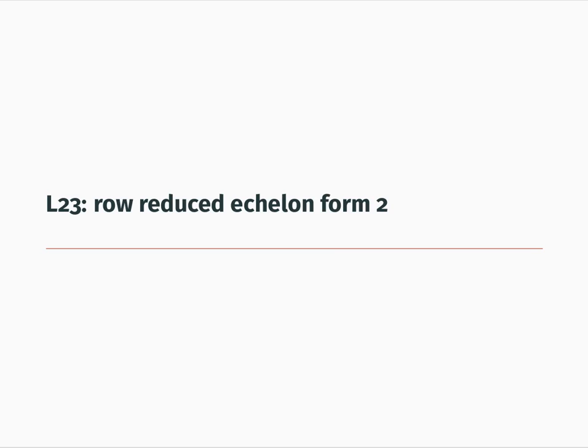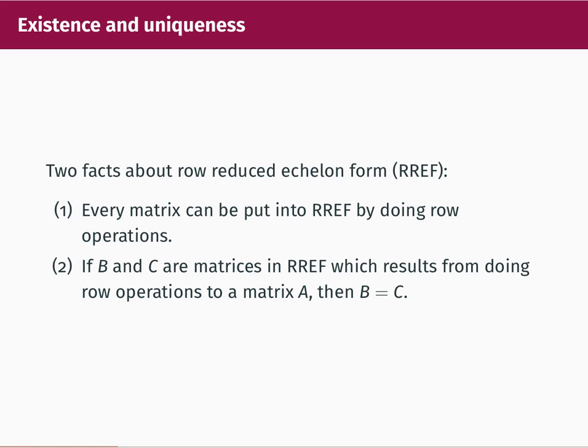In this video we're going to learn more about row-reduced echelon form. If you can't remember the definition, now will be a good time to go and look it up. Here are two facts about row-reduced echelon form. First of all, given any matrix A, I can do a sequence of row operations to reach a row-reduced echelon form matrix. That's fairly easy to convince yourself of if you just practice doing row operations to a given matrix.